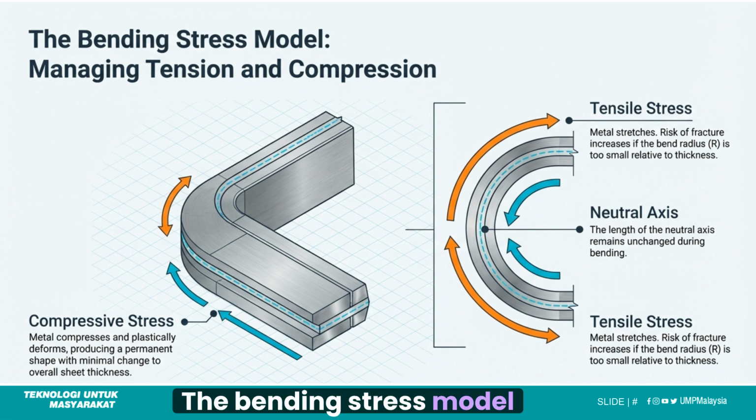The bending stress model manages tension and compression. Compressive stress permanently deforms the shape, while tensile stress is critical for fracture risk, especially if the bend radius is too small relative to thickness. The neutral axis remains unchanged.